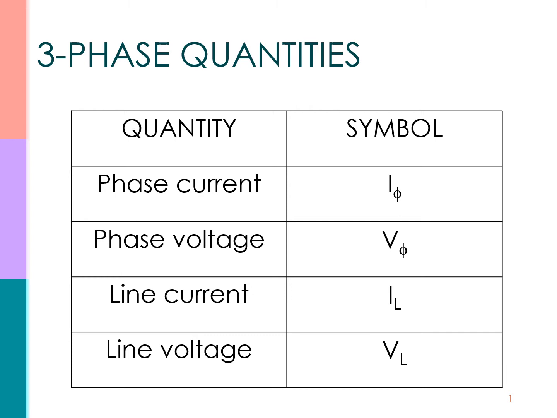In balanced three-phase circuits, there are quantities that we call three-phase quantities that you have to know when dealing with a three-phase circuit. The first one is the phase current, with symbol I phase. The second one is the phase voltage, with symbol V phase. The third one is the line current, IL, and the line voltage for the last one, VL.